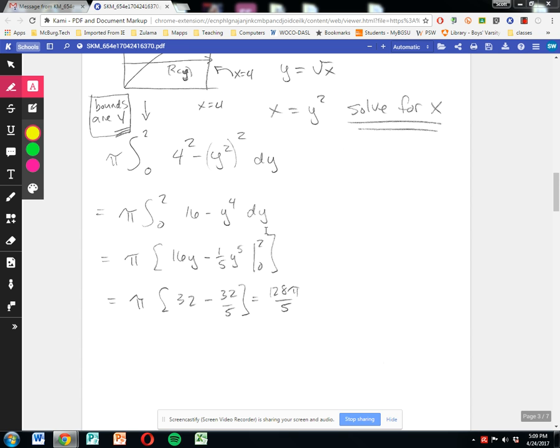So I go ahead and work this out. I'm integrating with respect to y this time. I knock it out. I use the antiderivative power rule. I wind up with 128 pi over 5.